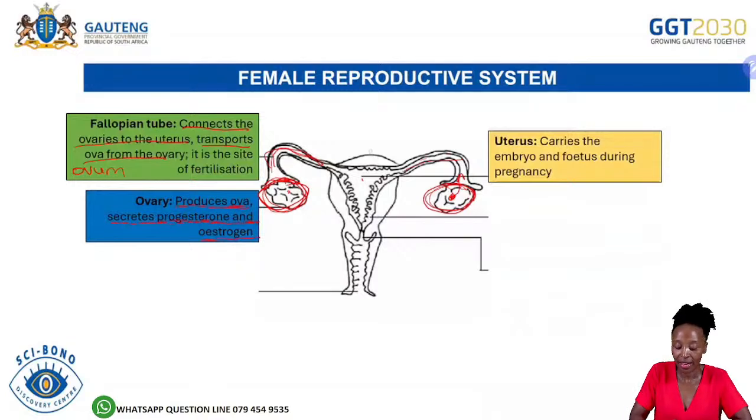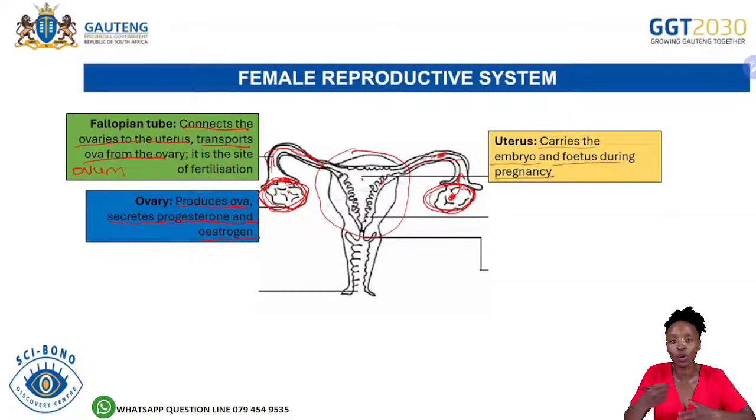Then we also have the uterus. I remember I said it is this whole thing. This is the womb, the uterus. What is the function of the uterus? It carries the embryo and the fetus during pregnancy. So once fertilization has taken place here in the fallopian tube, then that fertilized ovum will move down and implant itself in the uterus on the endometrium. And then that's where mitosis is going to continue taking place until the embryo and the fetus is formed. During pregnancy, that growing fetus is housed here in the uterus.